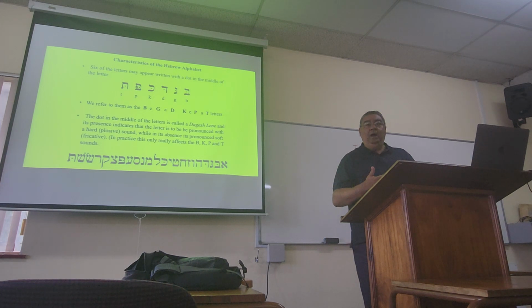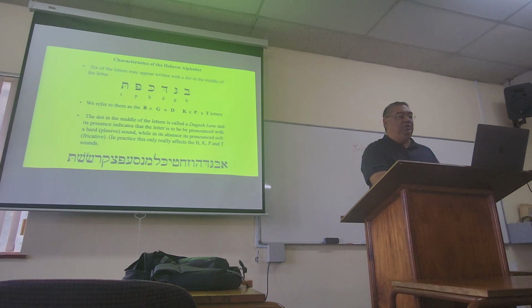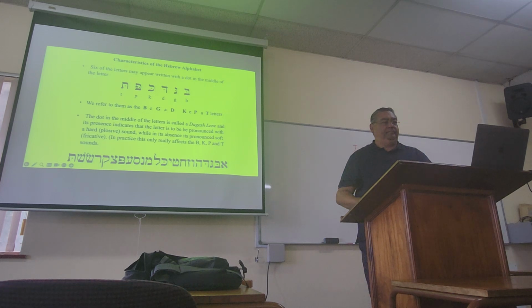Okay? So B becomes V, G remains G, D remains D, K becomes H, P becomes F, and T becomes Th. And so those are your Begadkefat letters. Remember that. We're going to be dealing with some examples later on as a way of practicing that, for you to be able to see it. I first needed to make sure that you understand it. Any questions on that? Are you with me?